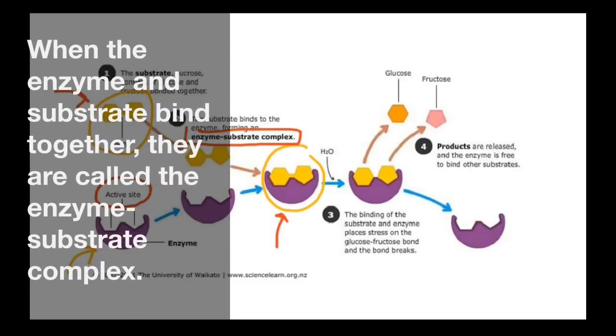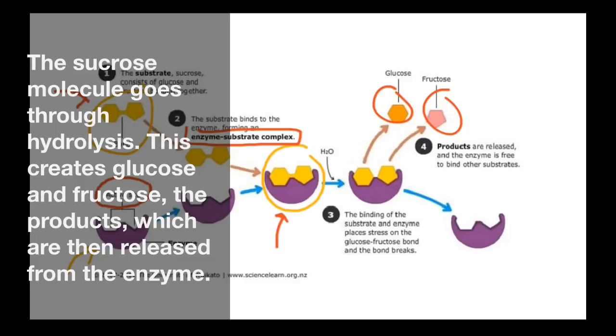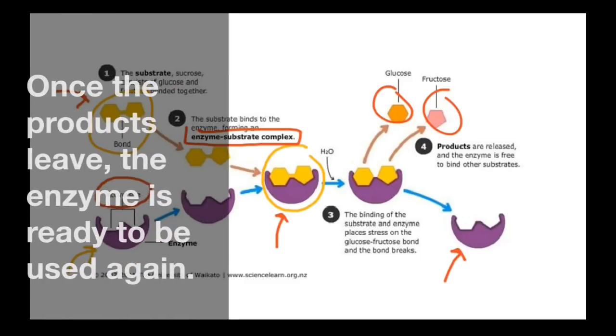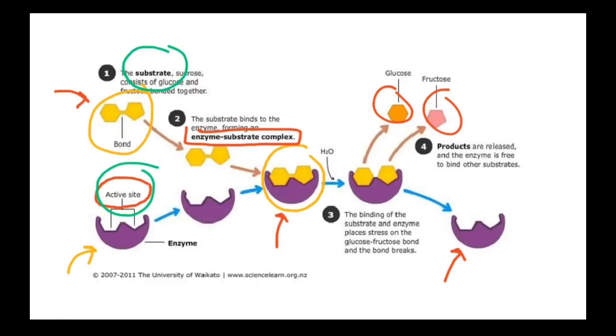And then, after they're bound, the products are released. Right here, glucose and fructose. And then, and this is important, the enzyme is ready to be used again. Enzymes don't get used up in their reactions. They can be used over and over and over again, which really helps with the speed that we talked about earlier. So some key things to remember is that a substrate binds to an enzyme's active site and creates the enzyme-substrate complex. It's easy to remember because the enzyme-substrate complex is just them bound together.